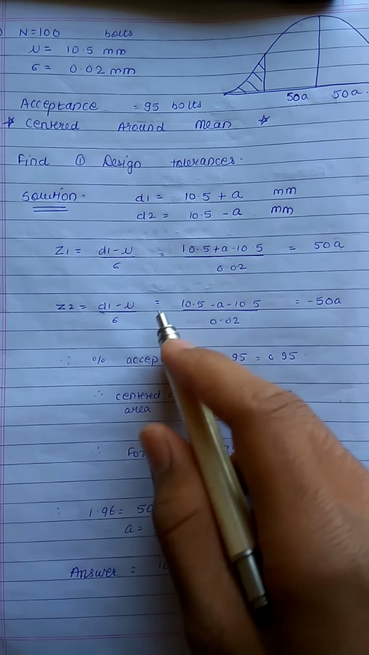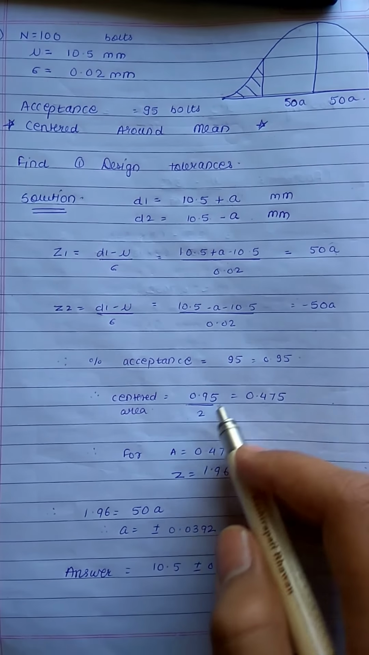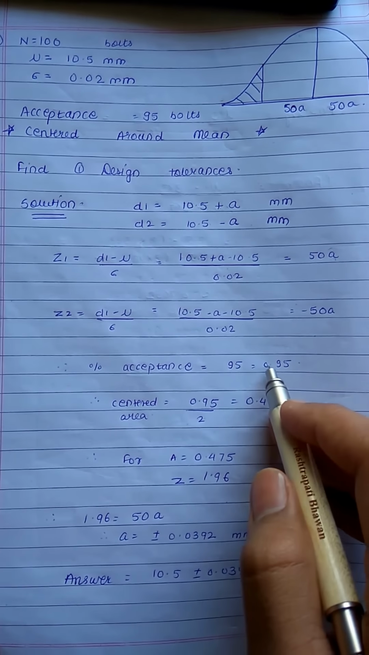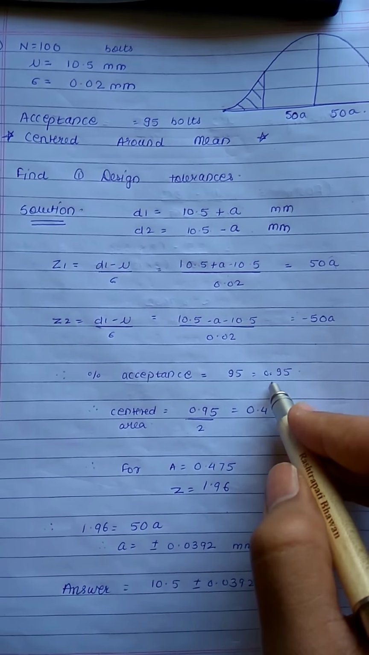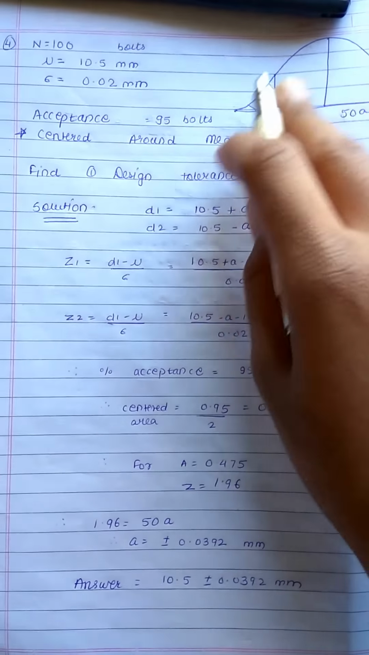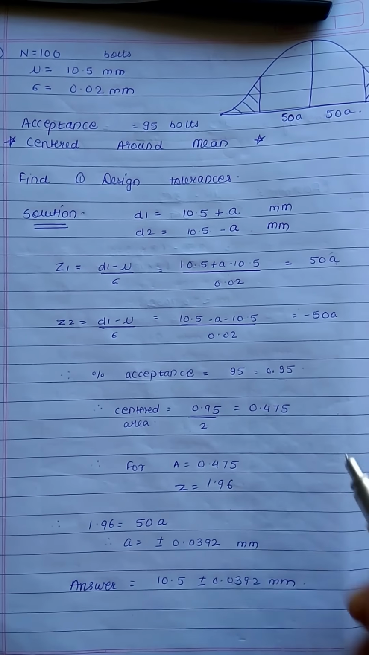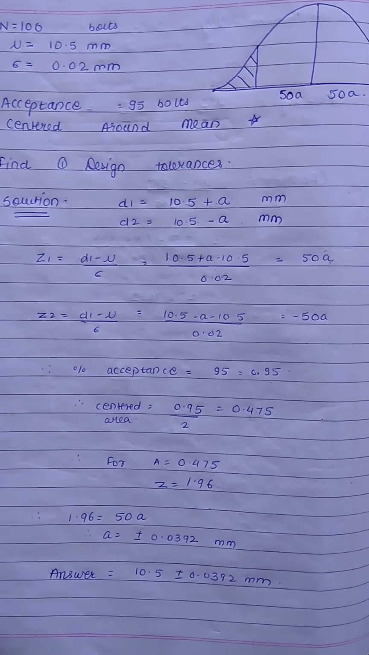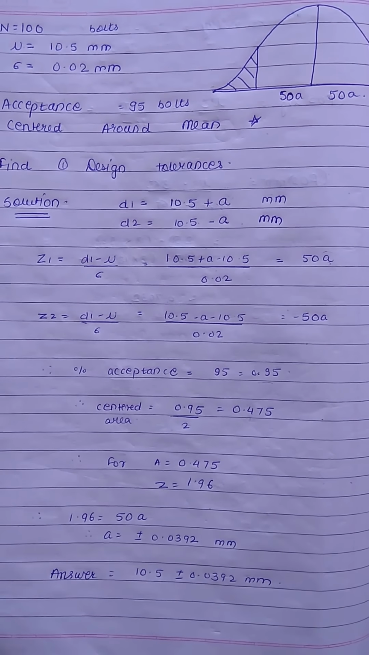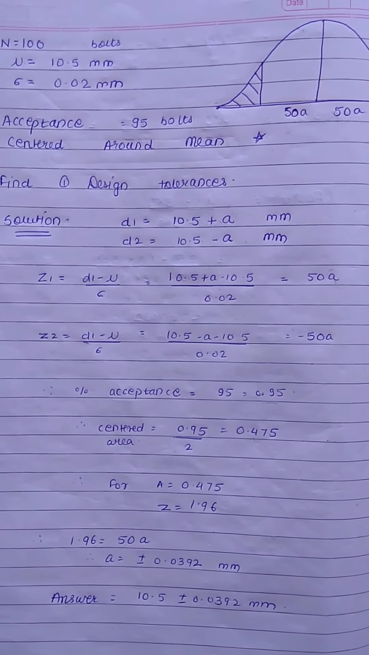Now we have been given 95 are accepted. So we can find out the acceptance percentage as 0.95. Now dividing them by 2, because they are centered, we get 0.475. So we got 0.475 as the area on both the sides. Let's see how to calculate Z from the given area.